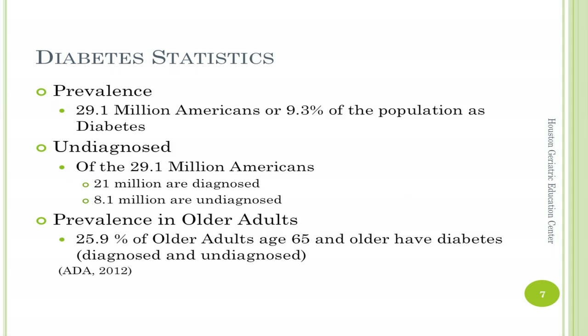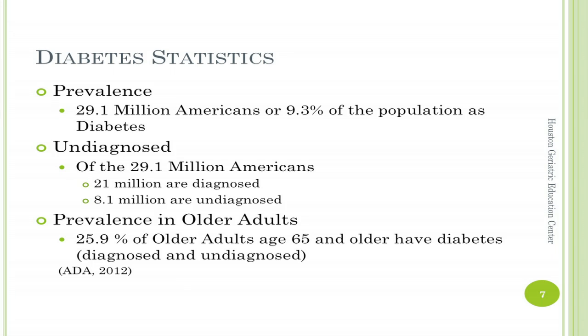The prevalence of diabetes is quite common in Americans. 29 million Americans, or 9% of the population as a whole, so that includes children through elderly, have diabetes. Of those with diabetes, only 21 million are diagnosed, so that means 8 million people don't even know they have diabetes. In older adults, 25% have diabetes. And that would be older adults that are 65 and older, and that includes diagnosed and undiagnosed.